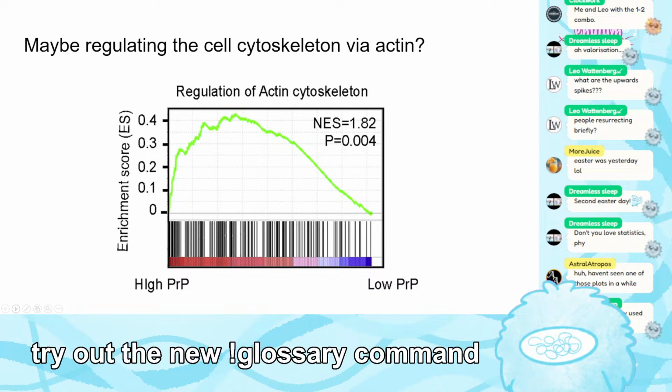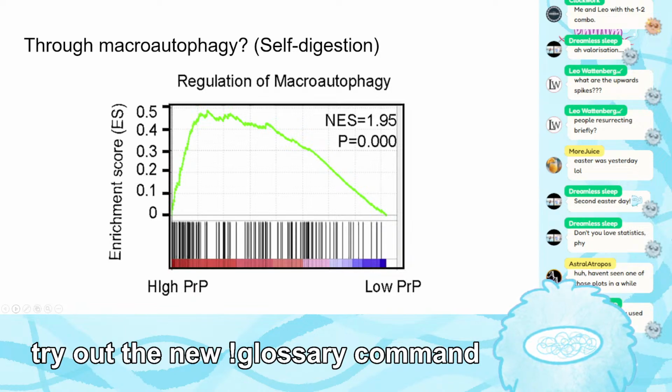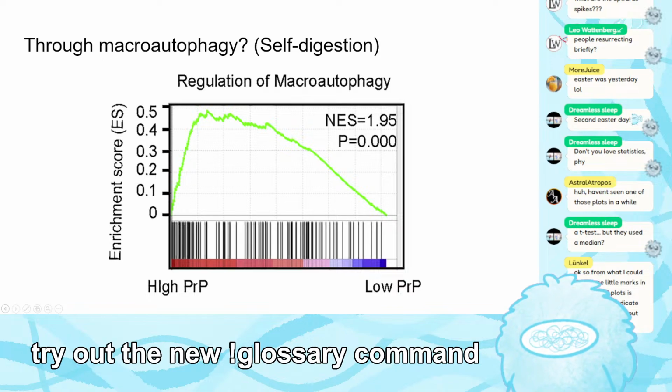So the cytoskeleton is important for cancer, right? Because they need their cytoskeletons to move and invade surrounding tissue. And then insulin signaling. Insulin signaling is also very important for the development of cancer. And then something called macroautophagy, which is a pathway of self-digestion. I will preface this by saying I don't know a lot about autophagy. I just know that it is a stress response that is involved in cancer.